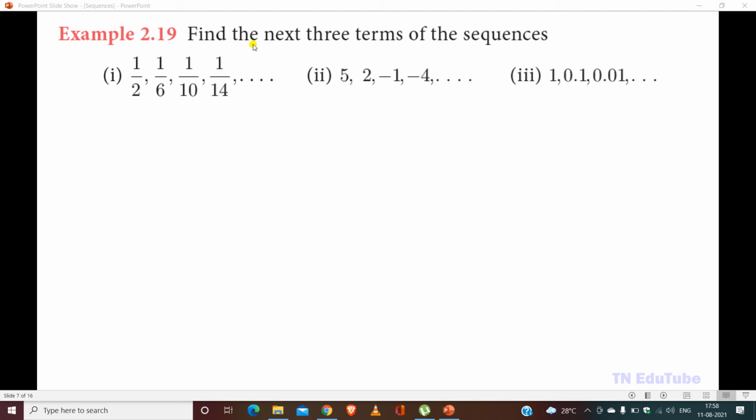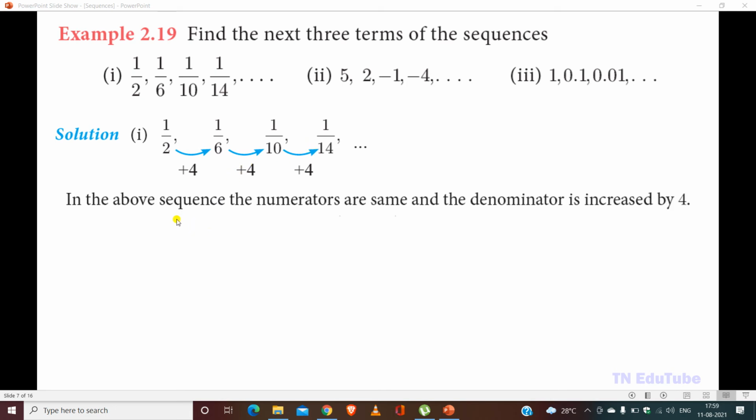Example 2.19. Find the next three terms of the sequences. Next three terms you have to find out. 1 by 2, 1 by 6, 1 by 10, 1 by 14. So first you have to find out the common difference between them. Here the numerators are all the same. In the denominator, here it is 6. So 2 plus 4 you get 6. 6 plus 4 you get 10. 10 plus 4 you get 14. Automatically we can find out by adding 4, okay, adding 4 in the denominator.